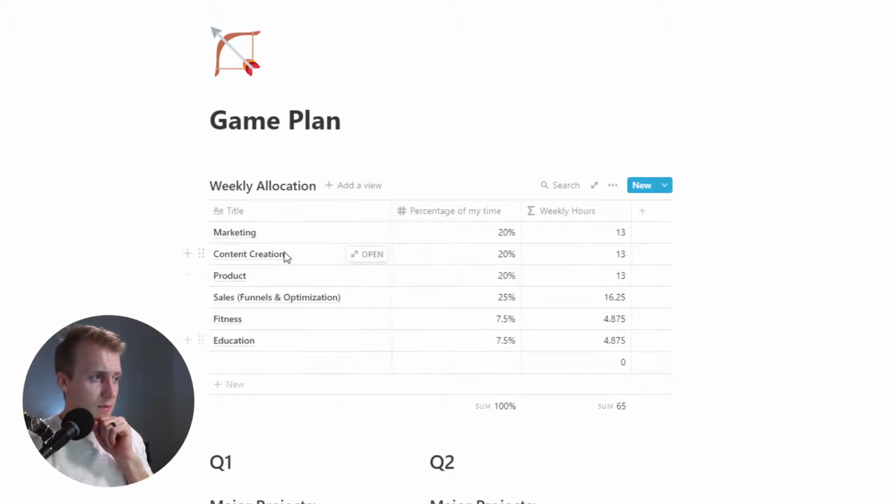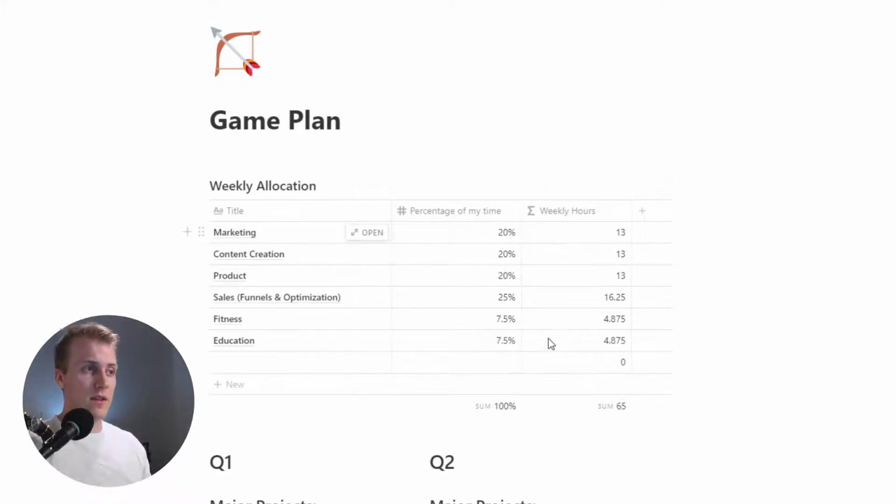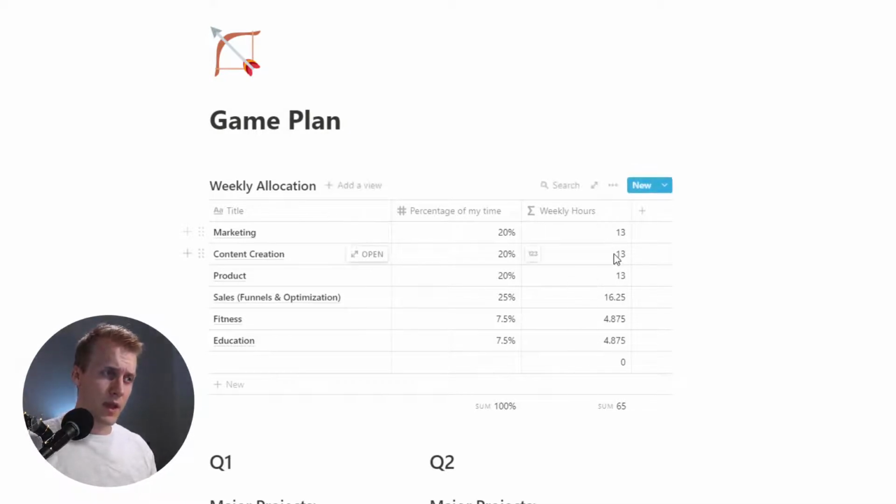And the left column is the title of the core pillars that you have in your business that you want to focus on. The percentage of time, so you would add your number right here, and all the numbers have to add up to 100 because it's a percentage. Percent means 100, or out of 100. So all these have to add up to 100, and then it does a little formula and gives you how many hours per week you need to dedicate to each of these.